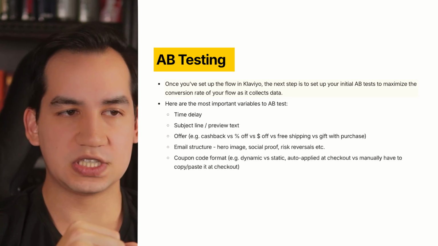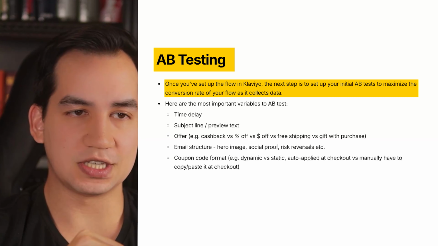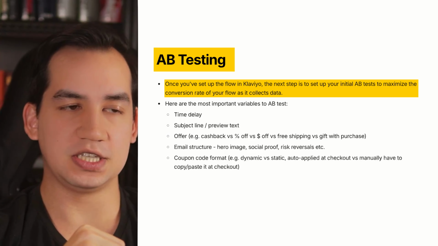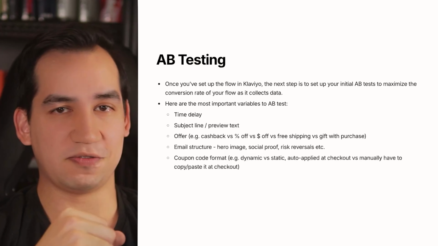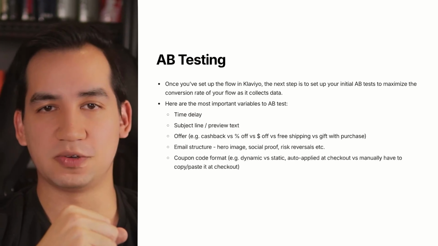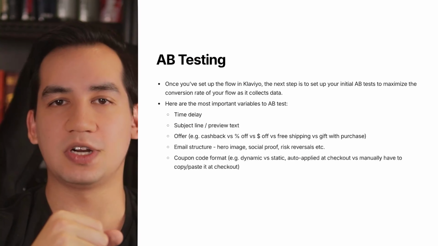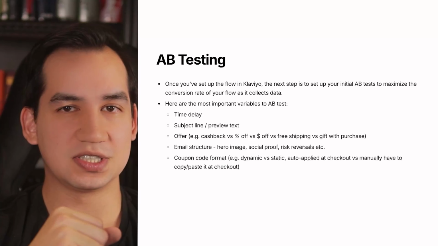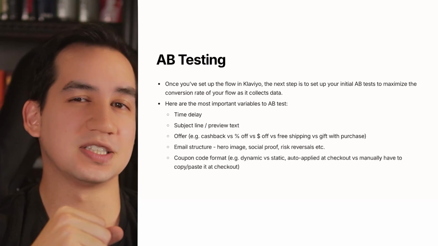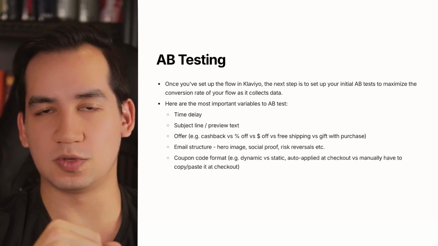All right, A/B testing. Once you've set up the flow in Klaviyo, the next step is to set up your initial A/B test to maximize the conversion rate of your flow as it collects data. The more recipients that come into your flow and receive the email, you want to be running A/B tests so that over time you can see what variables are causing it to convert better and which ones are less effective.